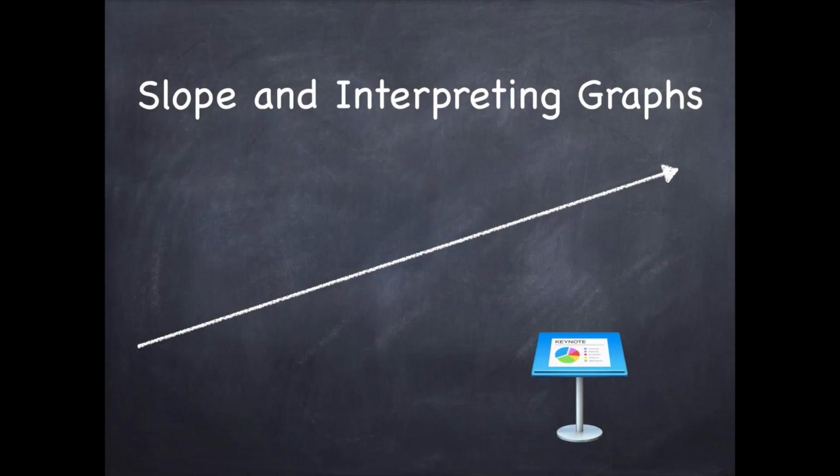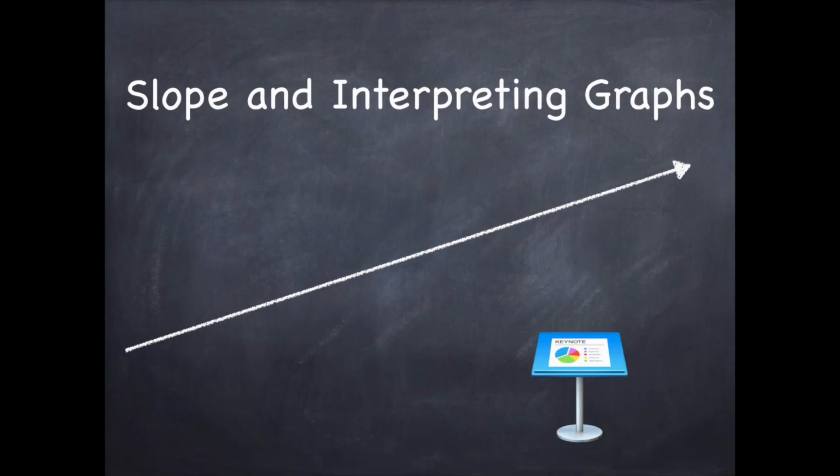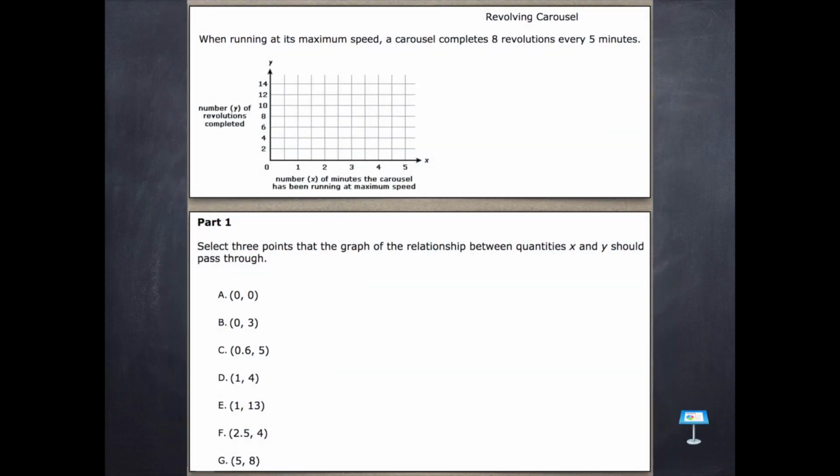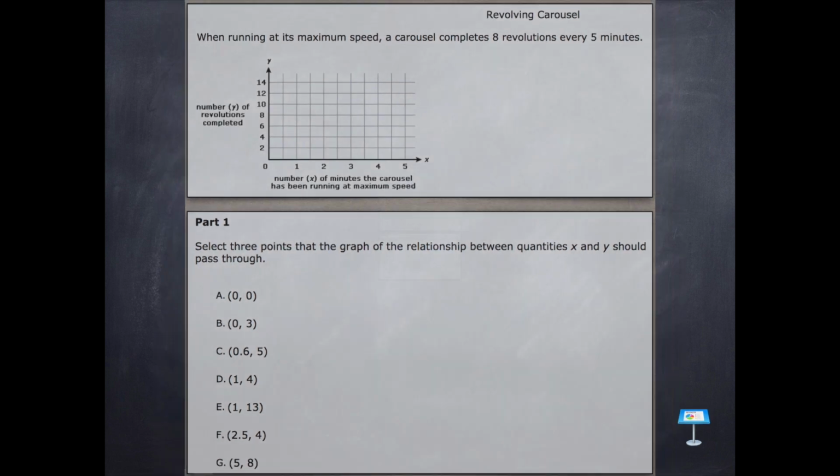Slope and interpreting graphs. Okay, here's a question where we're going to have to find 3 points that would land on the line formed by that information in the top there.